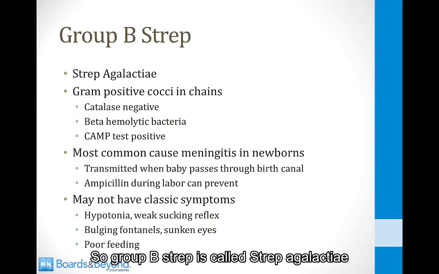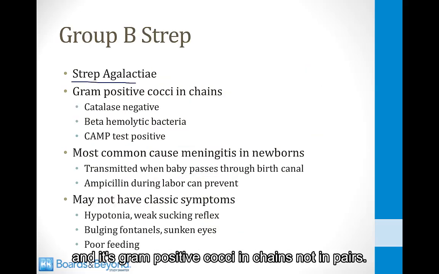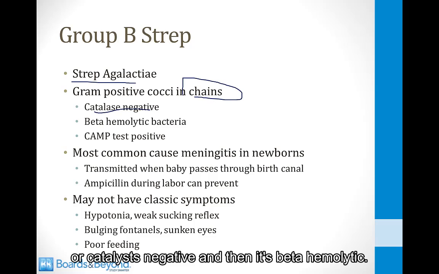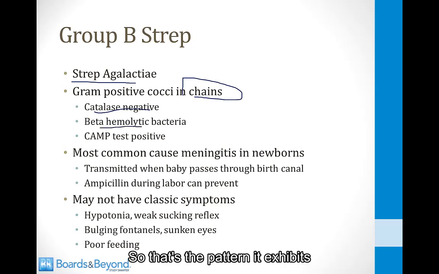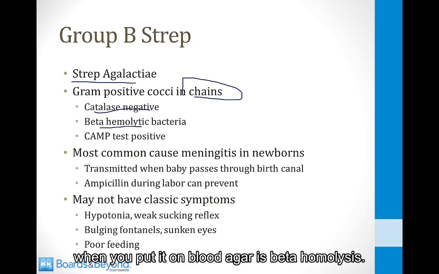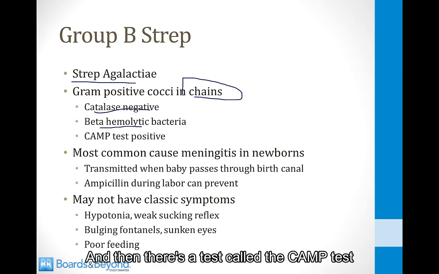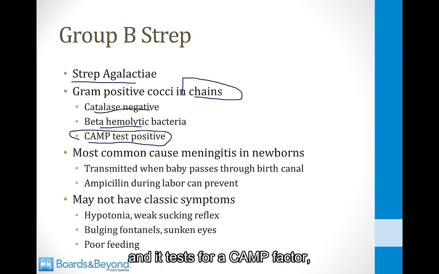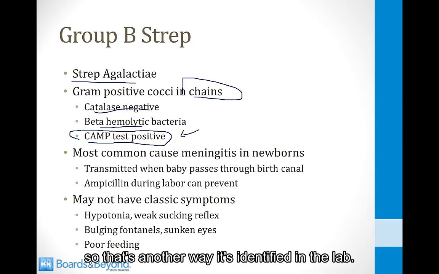So group B strep is called Streptococcus agalactiae, and it's gram-positive cocci in chains, not in pairs. It's catalase negative. All streptococci are catalase negative, and then it's beta hemolytic. So that's the pattern it exhibits when you put it on blood agar: beta hemolysis. And then there's a test called the CAMP test, and CAMP, the letters stand for the 4 people who designed the test. And it tests for a CAMP factor, which is only found in group B strep, so that's another way it's identified in the lab.